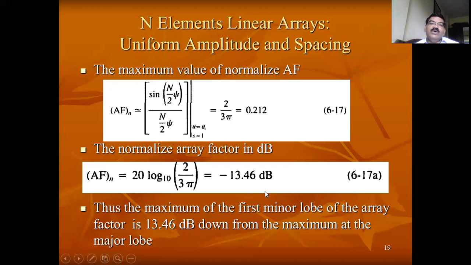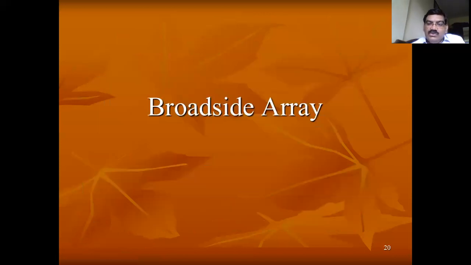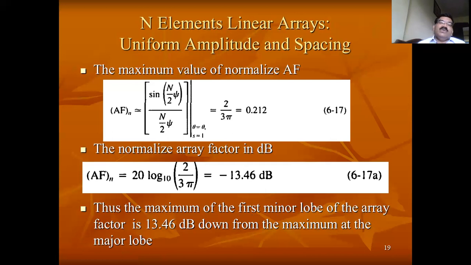So the maximum of the first minor lobe of the array factor is 13.46 dB down from the maximum at the major lobe. What it means, I'll show here.